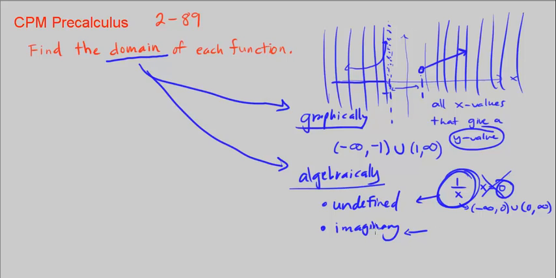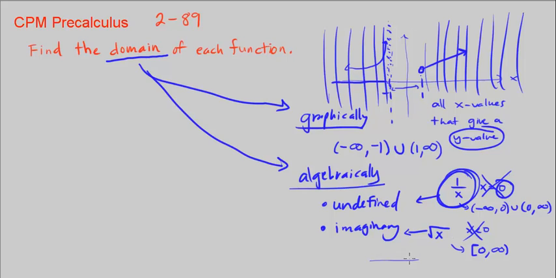Imaginary. Well, imaginary is when we deal with the square root. So if I look at the square root of x, this is going to be imaginary when x is negative. So x less than 0 is when it's imaginary. So I want to remove that from the domain. So the domain of this square root of x is going to start at 0 and go to the right to infinity.